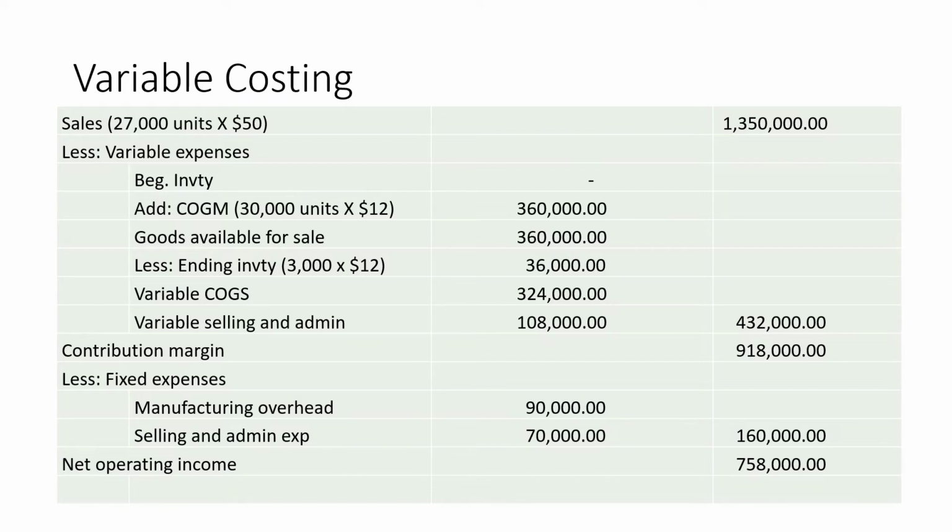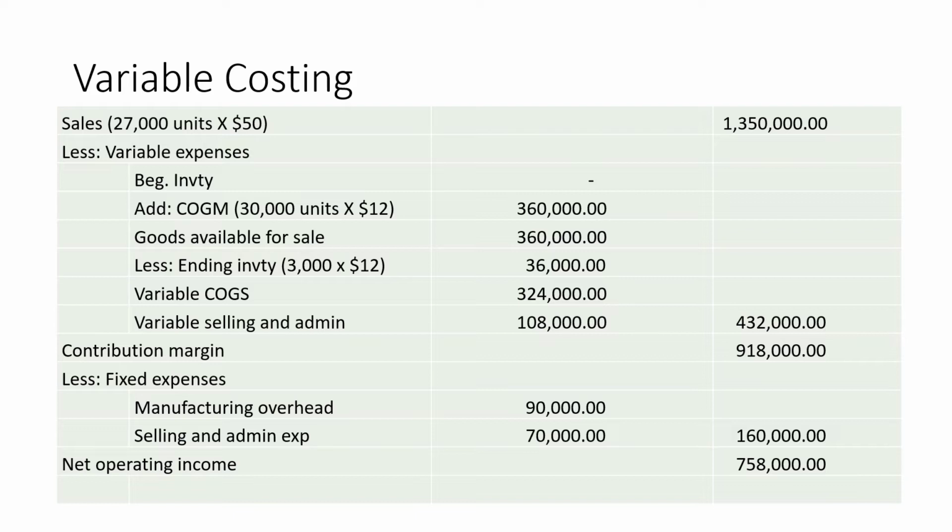But before we compute, tingnan muna natin yung format. Now, if you notice, the format is not the same with absorption costing because sabi natin kanina, variable costing is more supportive of your CVP analysis, and if you use variable costing, it's only appropriate na ang gamitin natin na format is the contribution margin format ng income statement. So we begin with your sales, 27,000 units, multiply that by $50 per unit, we get 1,350,000. But instead of deducting your cost of goods sold, anong ibabawas natin from your sales, we deduct your variable expenses.